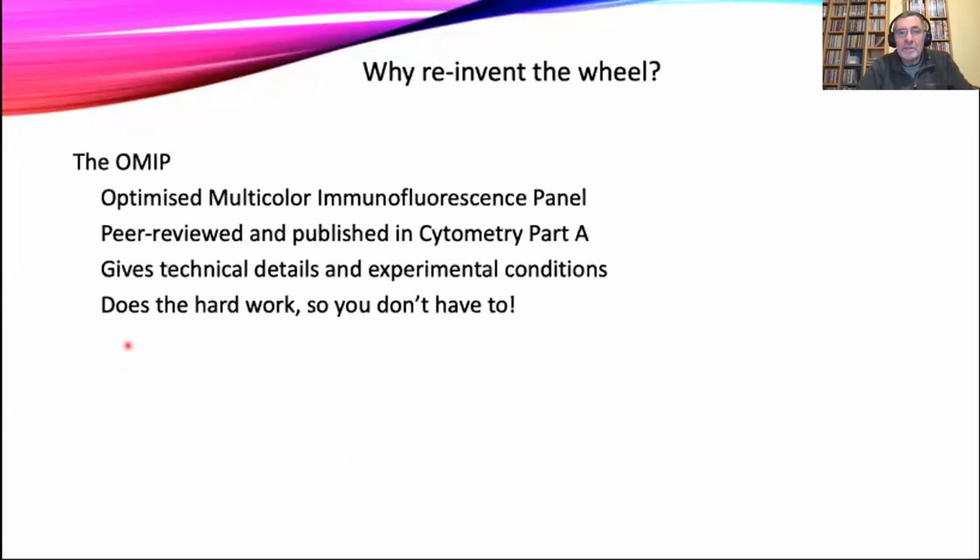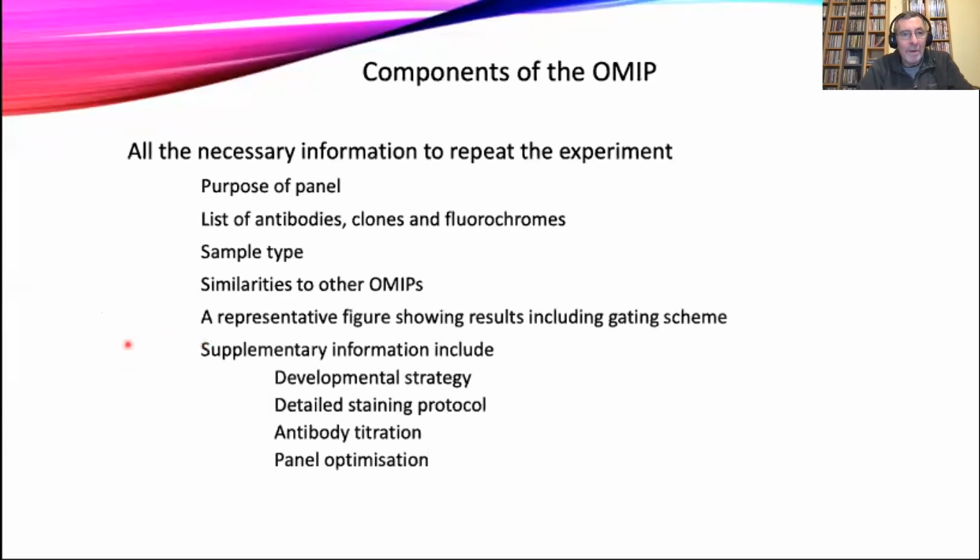And each of these OMIPs has the same format. And ideally, like any paper should be, it should give you all the information that you would need to repeat and run a similar experiment. So it'll tell you what the purpose of that panel is. It lists not just the antibodies, but the clones, where they've come from, and the fluorochromes that they're attached to, the types of sample that the authors have used. Most of these are human and mouse and occasionally other primates.